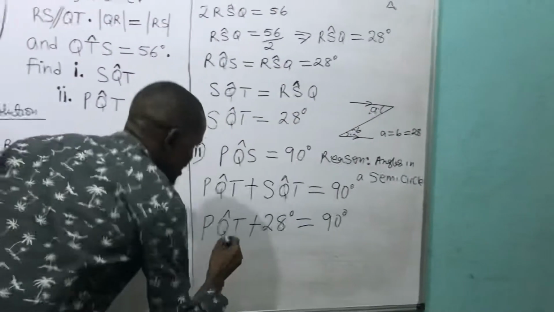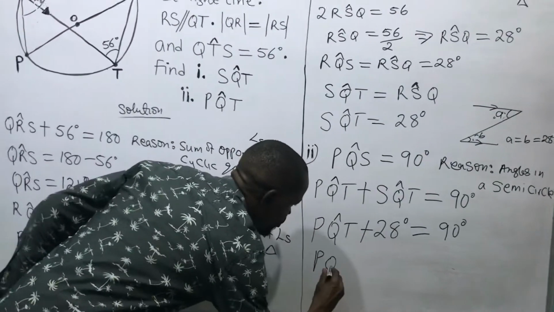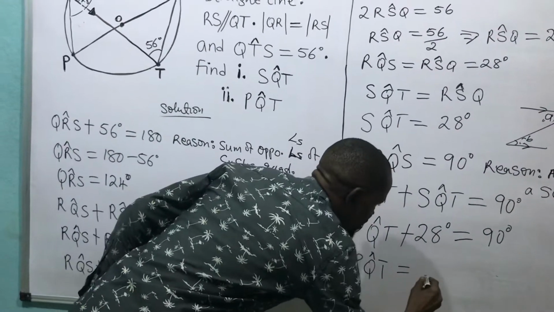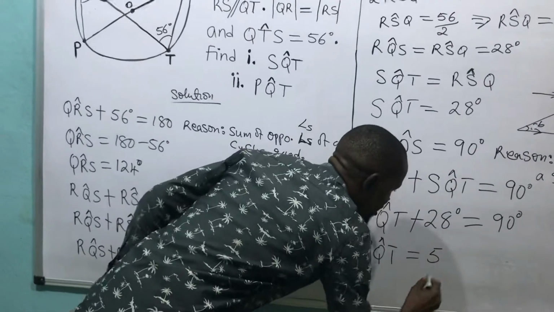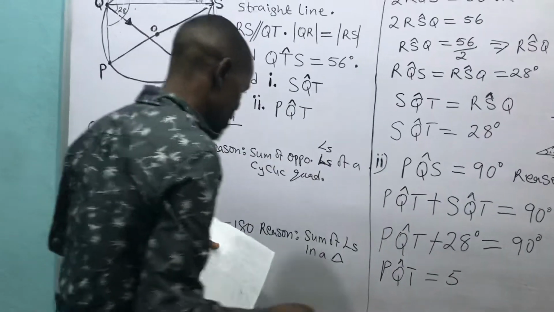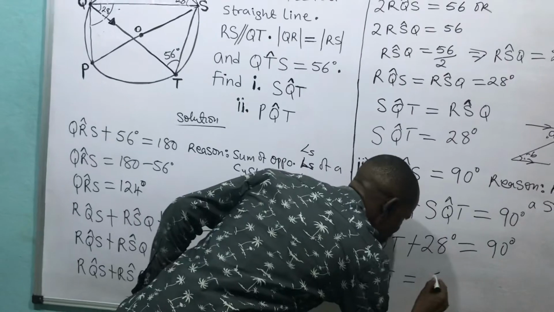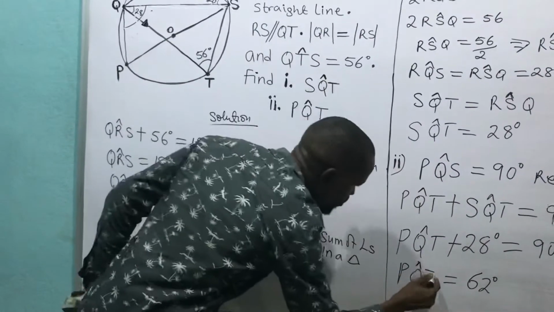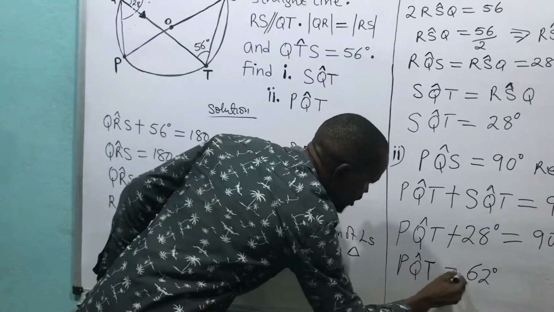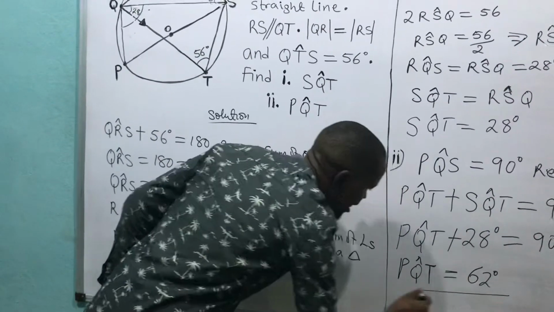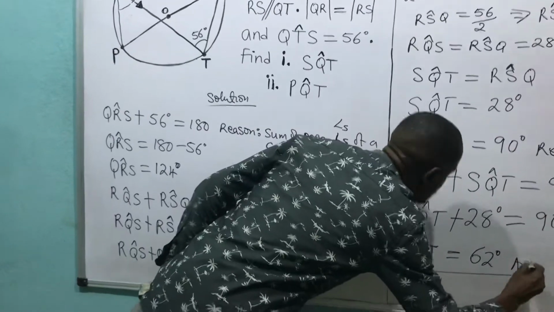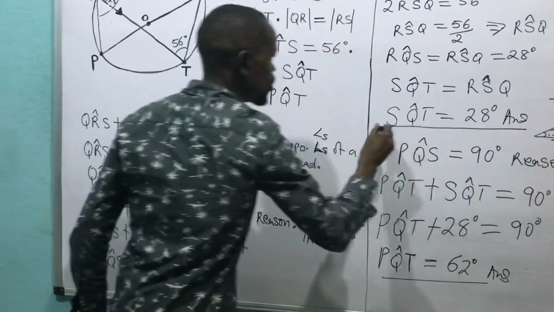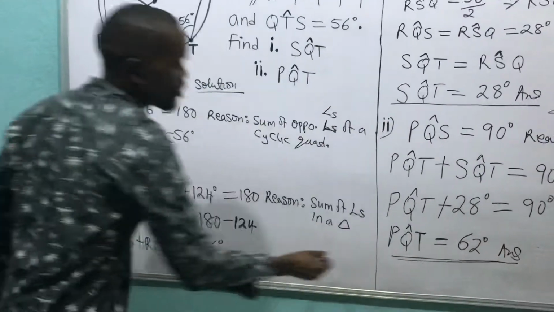Then I can say that PQT is equal to 90 minus 28, which will give me 62 degrees. Therefore, I can say that PQT is 62 degrees. And that's the answer to the second question. And this one is the answer to the first question asked of us. And this is the answer to the second question.